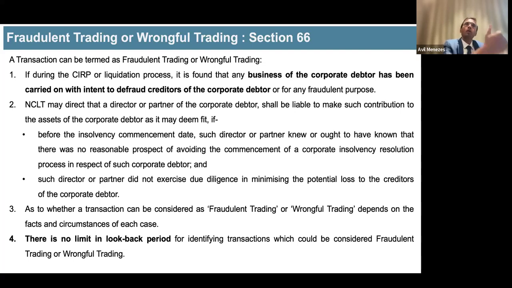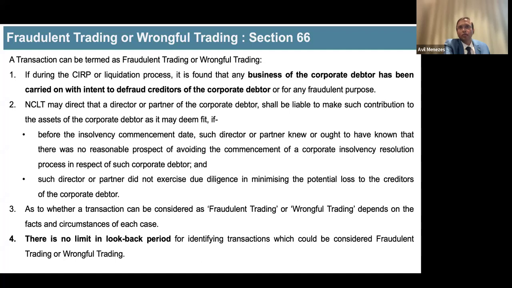Now that money out of the loans has gone to a different party, that's a different issue. So that is a fraudulent transaction. But the routing of transactions within the group is essentially the intent to defraud. So in an avoidance application, you will have to bring out not only the transaction, but also the intention to defraud. Then only does it qualify under section 66.